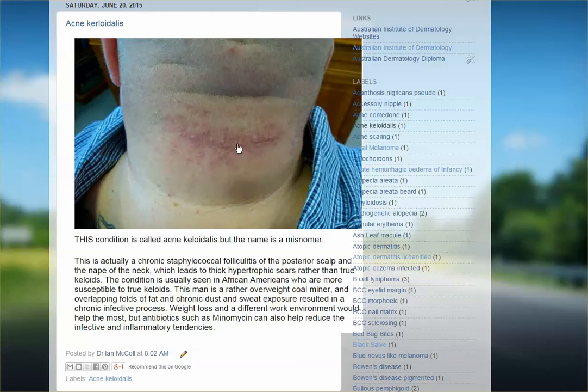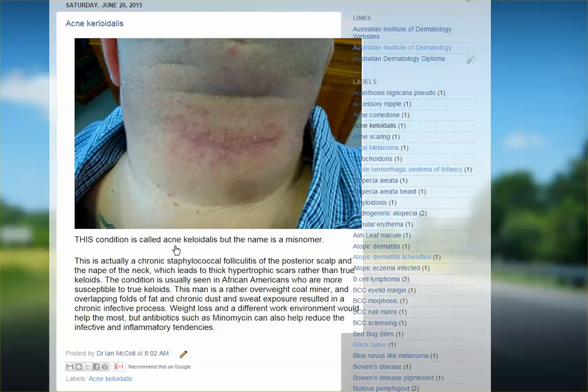The history from this patient was that he worked in the mining industry, and he wore a hat that tended to rub in this area, and that he'd get recurrent small pustules here which would subsequently heal and form these itchy lumps.